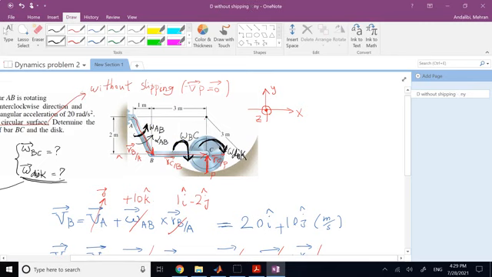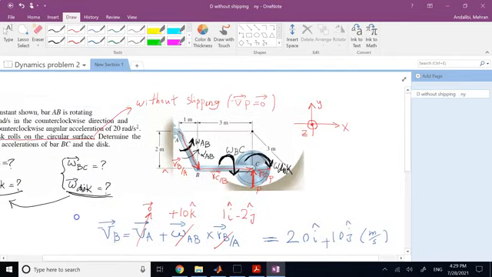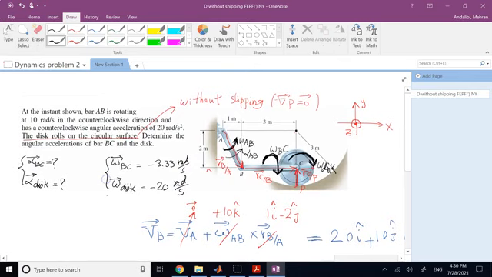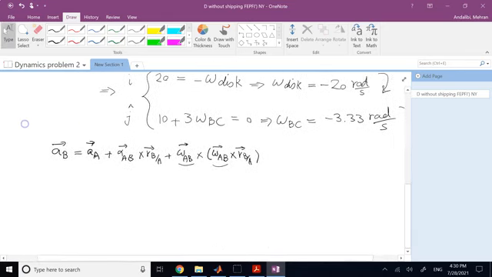So now that I have my omegas and I got them, I write them up here. And I said this one was negative 20 and this one was negative 3.33. So now that I have omegas, now I can go and calculate what? Alphas. Now I can write my acceleration formulas. So here is the time to use the acceleration formula we just copied earlier.